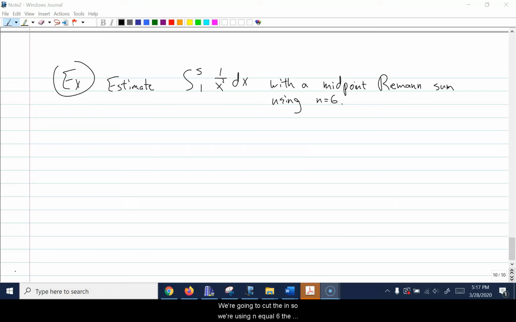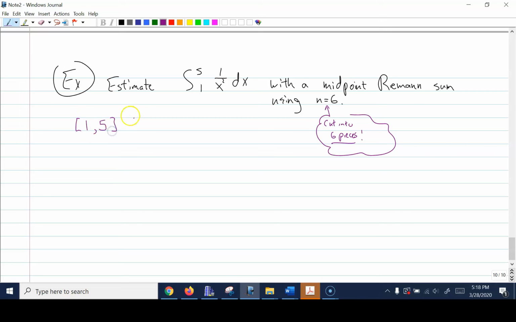So we're going to cut the interval. We're using n equals 6. The thing that this is telling us is we need to cut into 6 pieces. This is what it means when they say an n value. What is getting cut into 6 pieces? We're looking at the integral from 1 to 5. This is an interval of length 4. I need to cut that into 6 equal pieces.